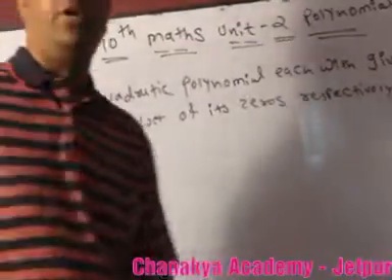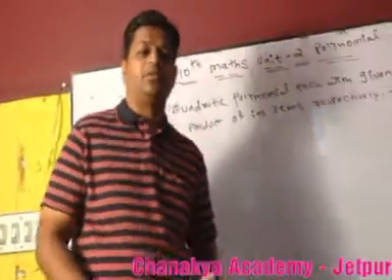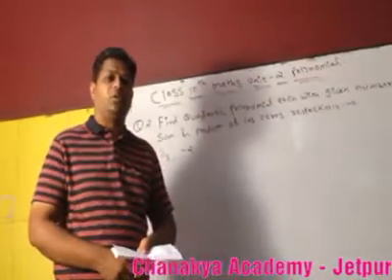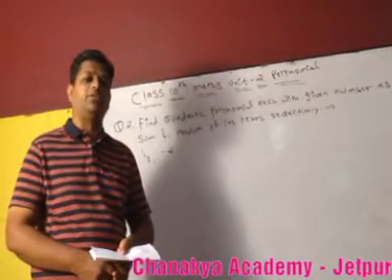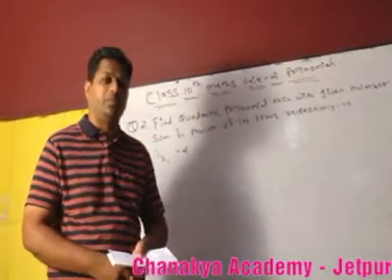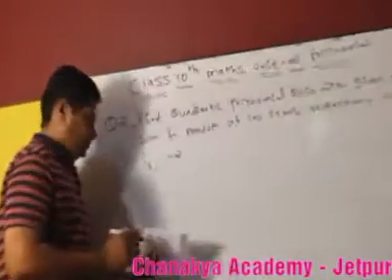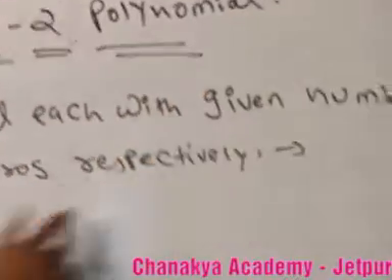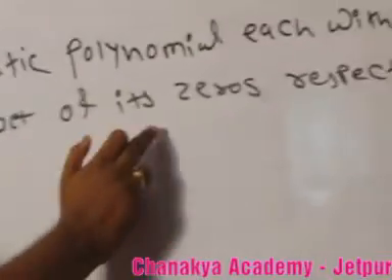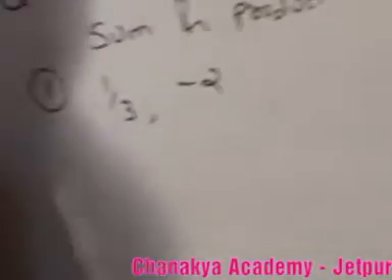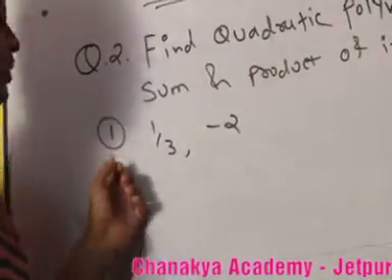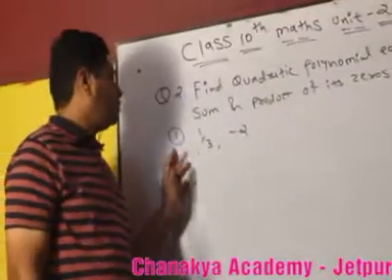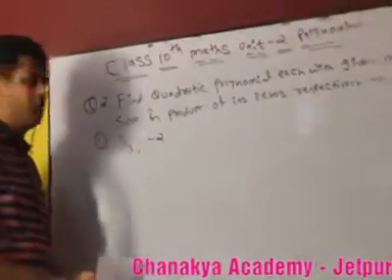Hello students, now we are moving to our next method. In this method we are going to find a quadratic polynomial where the sum and product are already given. Find a quadratic polynomial with the given numbers as the sum and product of its zeros respectively. I have taken one question as an example for you: 1 by 3 and minus 2.